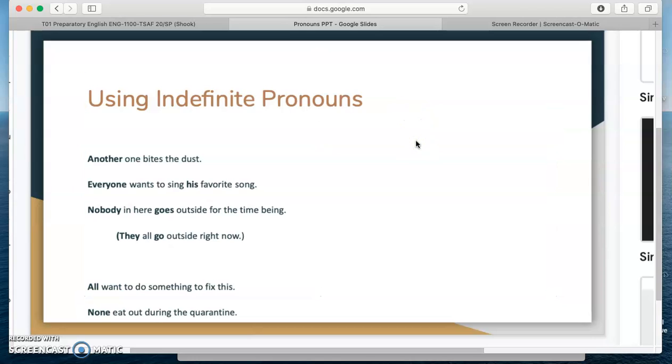So indefinite pronouns are used in situations where we want to refer to a generic person or a generic group of people, but we don't have a specific name for those people or a particular identification for these people.